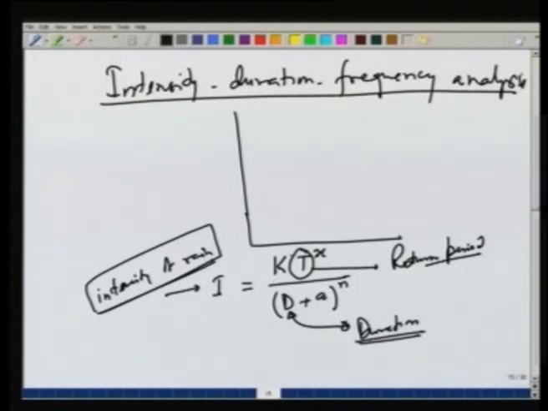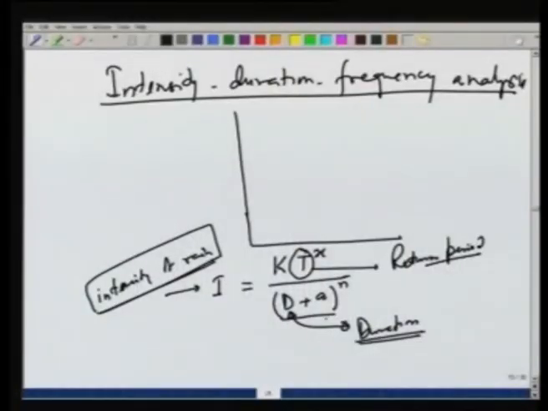So, in other words, higher intensity storms will have a higher return period, they will be less common, and with duration, as the duration increases, the intensity decreases, because sustaining the intensity for a larger duration is not possible, or shorter duration storms will have a very high intensity. As the duration increases, the intensity will decrease.